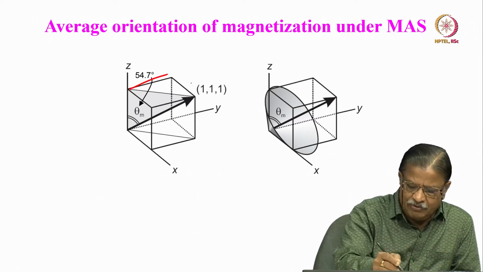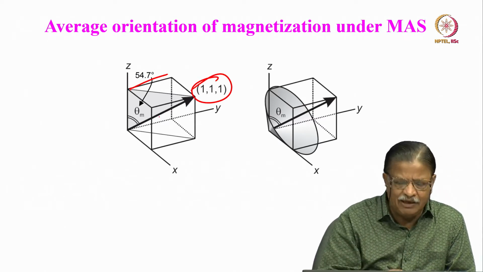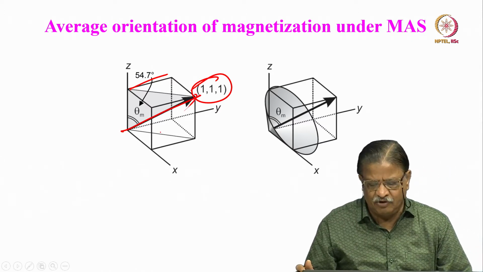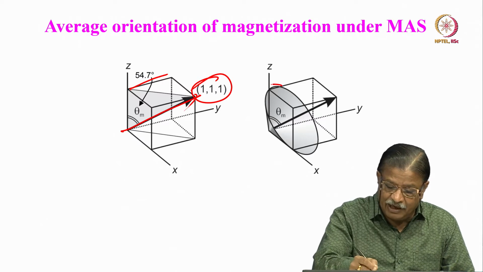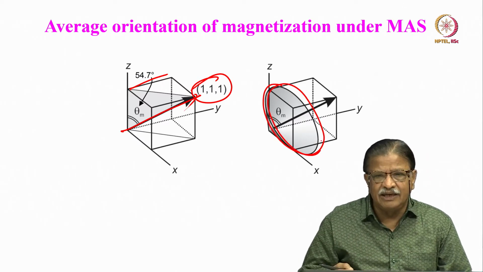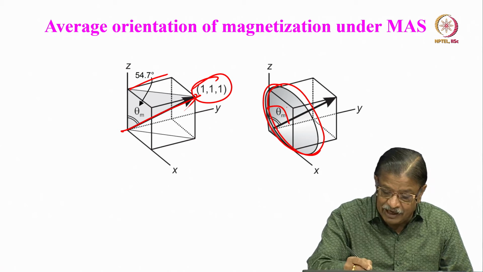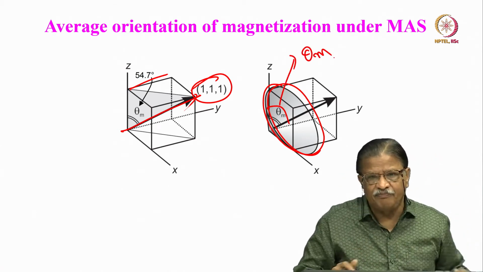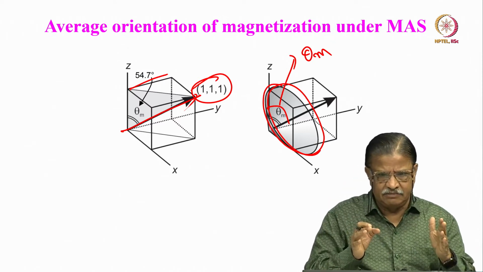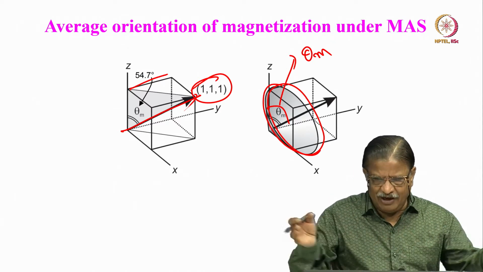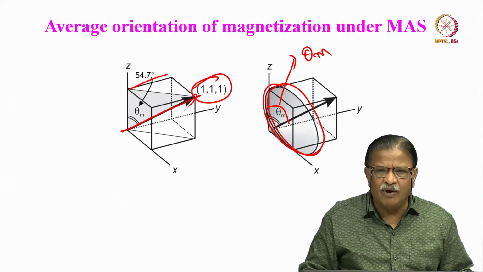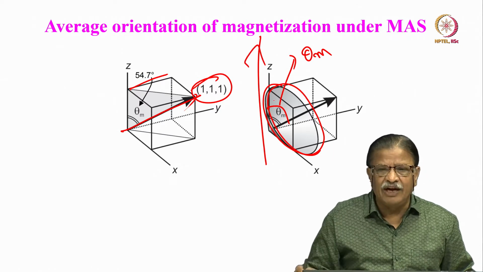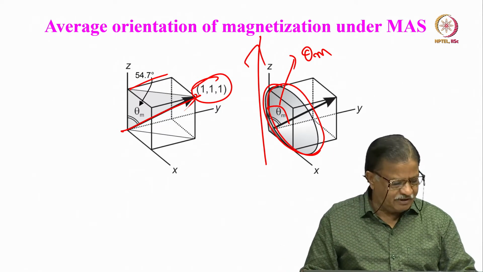So if you consider the average orientation of the magnetization under magic angle spinning, let us consider a cuboid. I have a cuboid 1 by 1 by 1, and the direction of its body diagonal makes an angle with respect to the magnetic field, which is theta m, which is nothing but the magic angle. It is a cuboid, okay, 1, 1, 1, find out the body diagonal of it and find out what is the angle it makes with respect to the magnetic field, which is along the z axis. Then you find out it is 54.7 degrees. That is what happens.